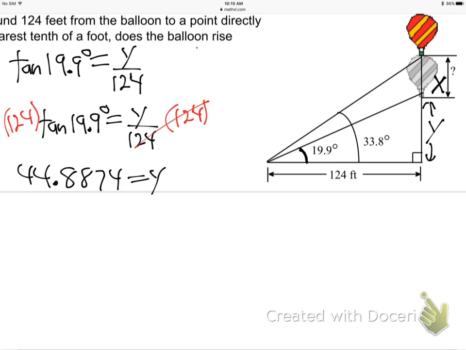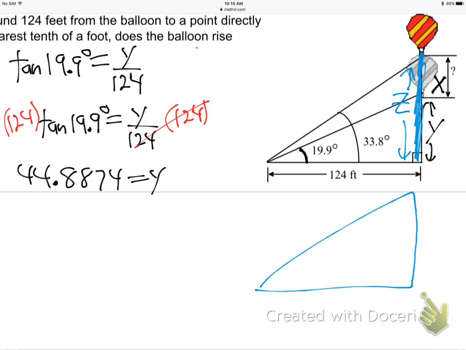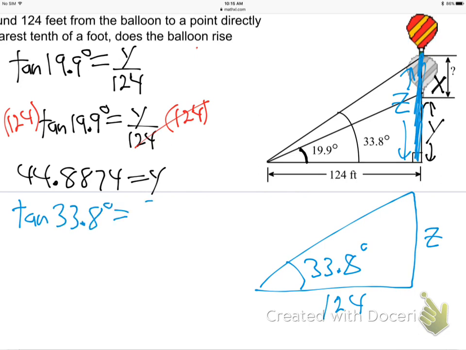Okay, that's y. Now I need to find the entire height, the whole thing top to bottom. Call it z if you want. Maybe it'd be best if I just redrew the triangle. The whole thing, call it z. And this is now 33.8 degrees, and this is still 124. So now find the whole z. Again, it's tangent. So tangent of 33.8 degrees is z, the whole thing, over 124.